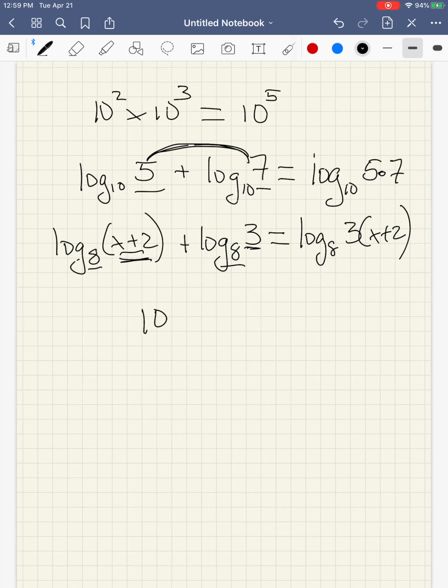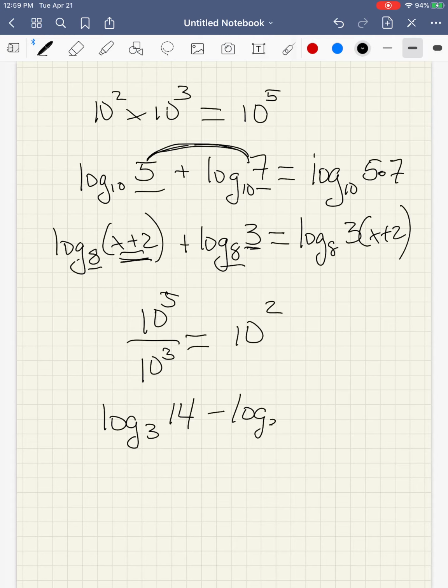Okay, now what about division? If we have 10 to the 5th over 10 to the 3rd, what do we do here? To divide, we subtract the exponents, correct? So this would be 10 to the 2nd. So if I have something that says log whatever base minus log that same base of another number. Okay, it's the same as log base 3, but this time the arguments are being subtracted. So that means that the numbers themselves were what? They were divided. So this would be 14 over 9.